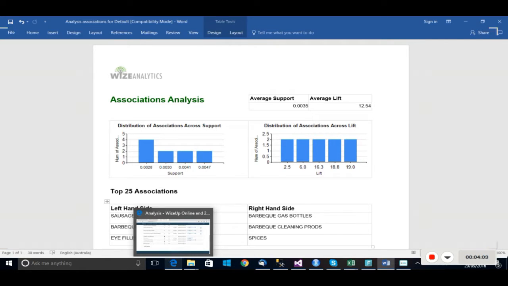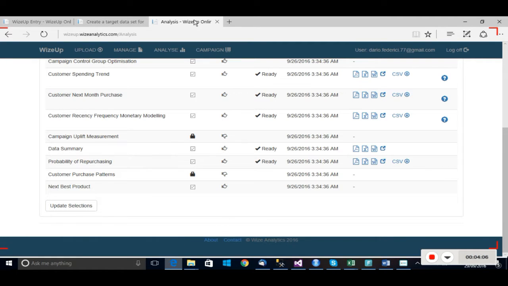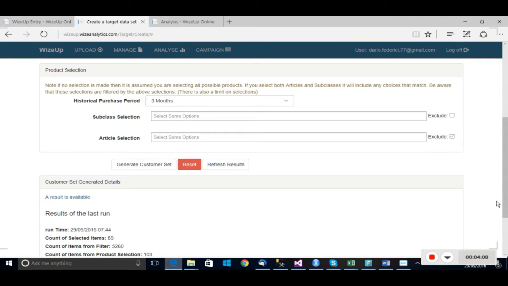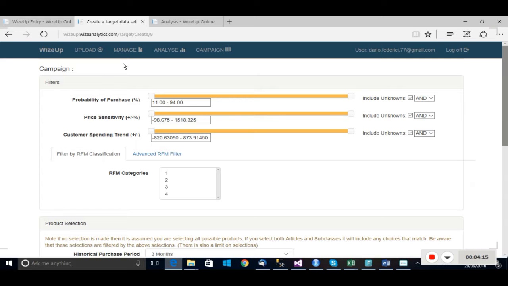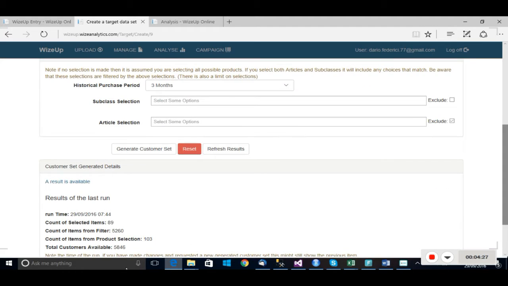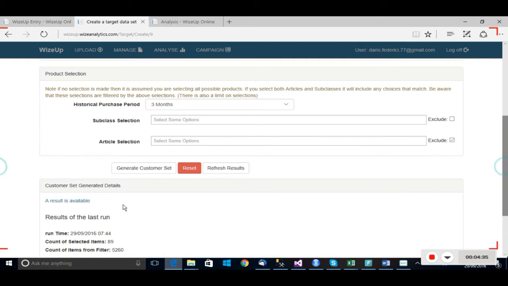Next, we say, how do we use that information? Well, in our world, again, if you've seen our previous videos, you might see that we use our own targeting system as part of our application called Wize Up. In this case, again, we're going to create a campaign. We don't care about any of our so-called filters about probability of purchase, price sensitivity, customer spending trend, or any of that. What we would focus on is purely product-based. The point being, we don't care about who you are, we only care about what you've been buying.